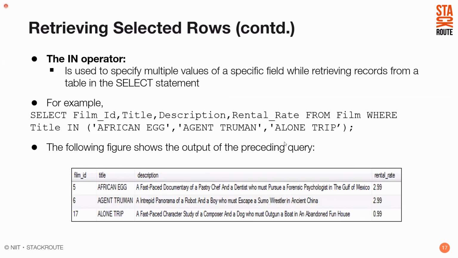So the IN operator is used to specify multiple values of a specified field while retrieving records. Let's assume I want to do some 4 or 5 comparisons. Always we will use multiple comparisons with equal to with OR operator. So to reduce the number of OR keywords and matching with the respective column name, we are simplifying the query with the help of the IN operator.